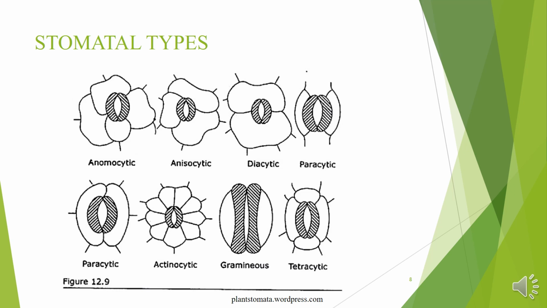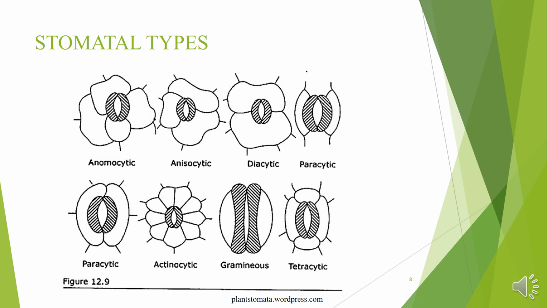In the anomocytic stomata or type, the cells surrounding the stoma resemble other epidermal cells. It means that you cannot really differentiate the subsidiary cells from the epidermal cells. So that is the type that you have in the anomocytic stomata. For the actinocytic, you will notice that the subsidiary cells are arranged along the radii of a circle. They are arranged as if they're circular.